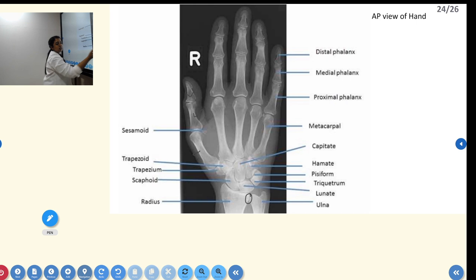If you see here, there is a joint between the lower end of the radius and the ulna, that is the inferior radioulnar joint. Between the radius and the carpal bones, we have the wrist joint. Between the carpals and the metacarpals, there is the carpometacarpal joint. And finally, there are interphalangeal joints between the phalanges. So that sums up the X-rays of the hand. Thank you.